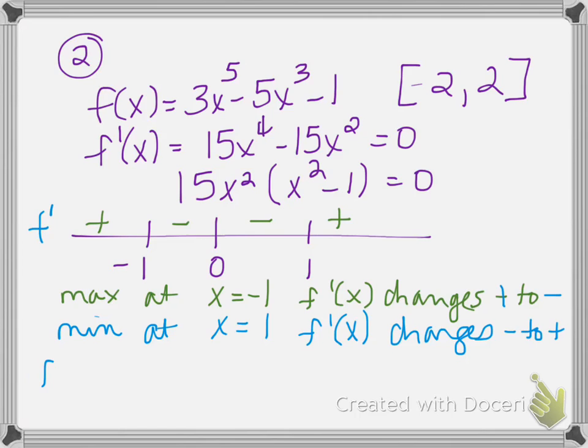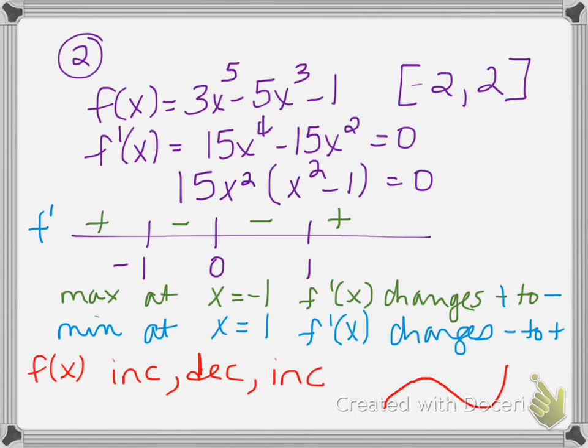Now let's think about the graph a minute. This is about f prime of x. So that means that f of x, and you just need to say it, that way you can explain the endpoints. F of x decreases, increases, decreases, and then increases. So I don't know exactly what the graph looks like, but I know that it starts off getting bigger, and then it gets smaller, and then it gets bigger again.